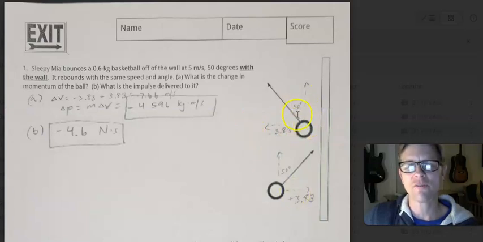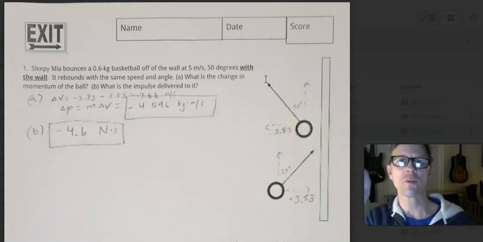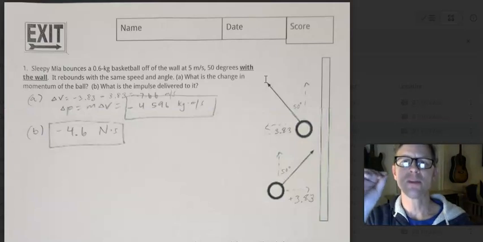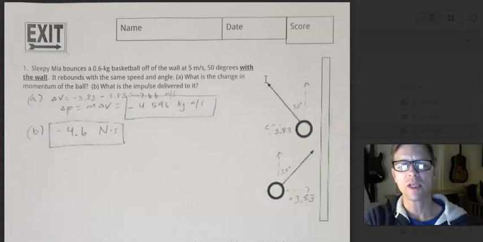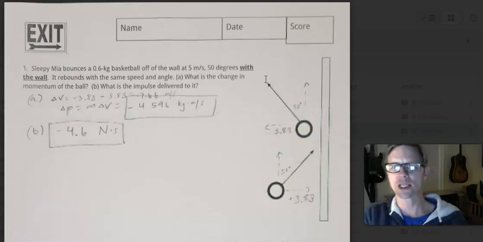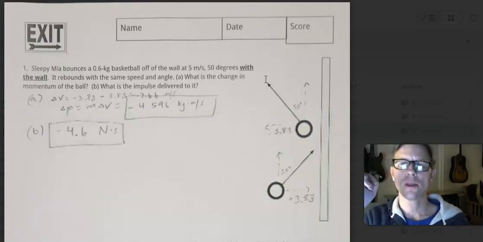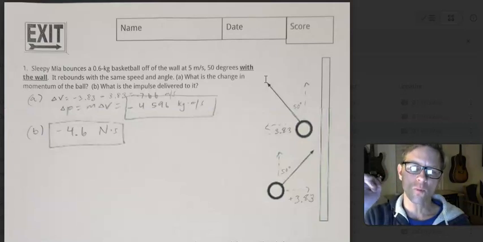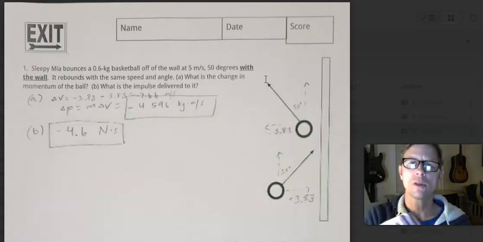So if you do sine of 50, I can get this 3.83 off of this velocity of 5. Now, why did I want the 3.83? That's because I'm interested in the horizontal, because it's the part that's perpendicular to the wall that actually changed. Think about that for a second. It's the part that came away from the wall that is going to change.